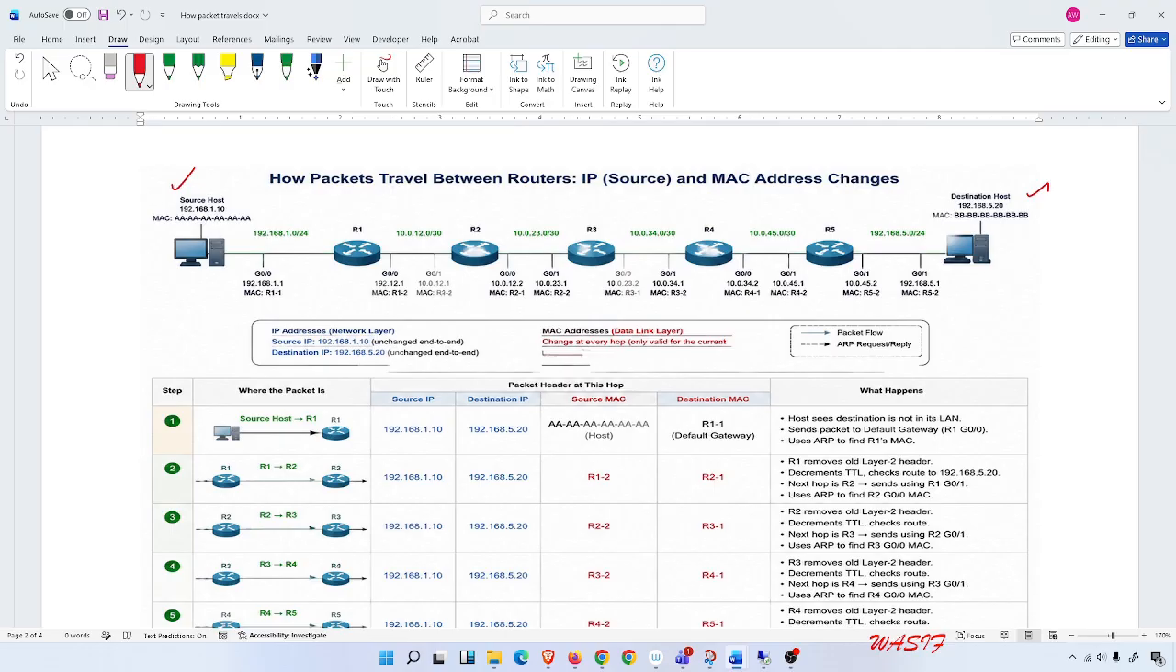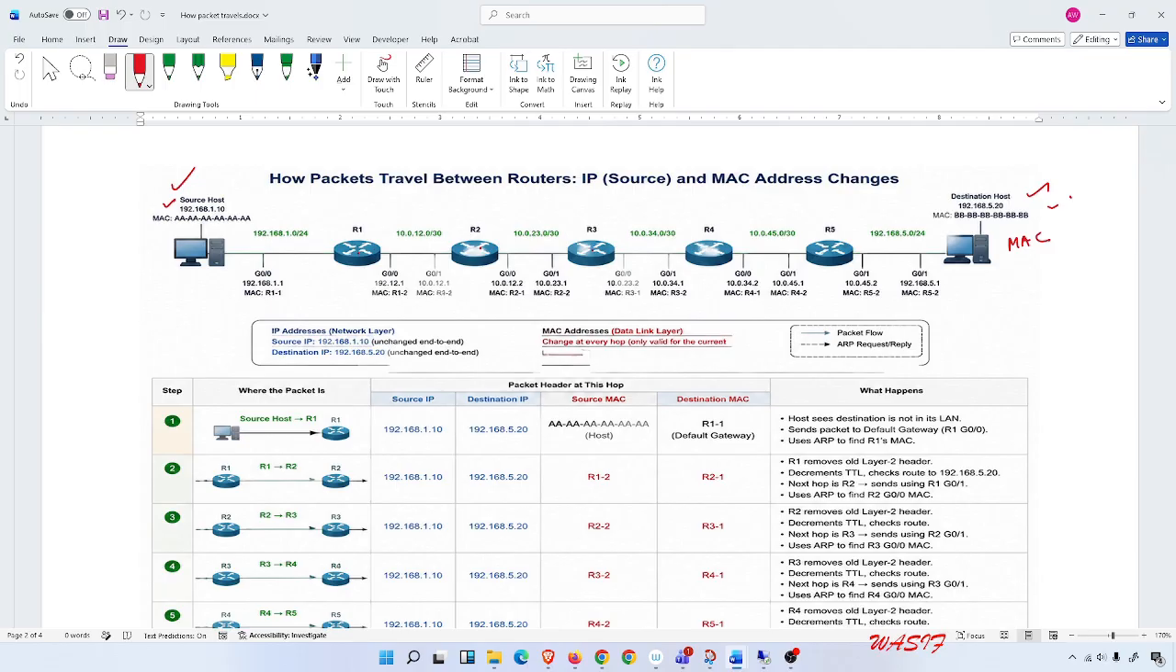So if you look here, this is the source and this is the destination. They cannot be in the same network, because the router already divides it into two networks. So they are not in the same network. You will never be able to know the MAC address of this device.